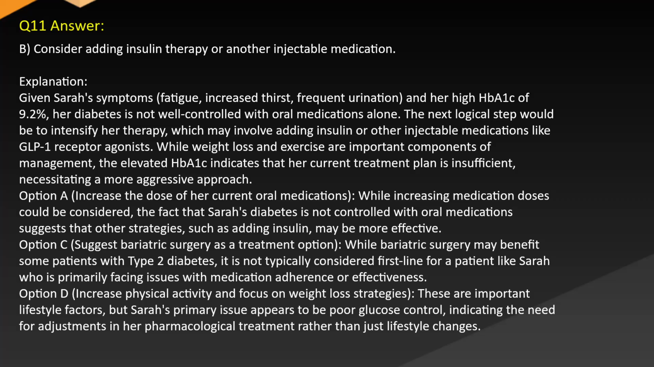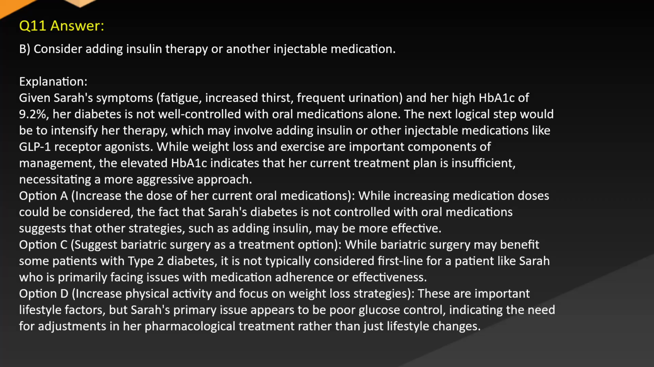Option A, increase the dose of her current oral medications. While increasing medication doses could be considered, the fact that Sarah's diabetes is not controlled with oral medications suggests that other strategies, such as adding insulin, may be more effective. Option C suggests bariatric surgery as a treatment option. While bariatric surgery may benefit some patients with type 2 diabetes, it is not typically considered first line for a patient like Sarah who is primarily facing issues with medication adherence or effectiveness.